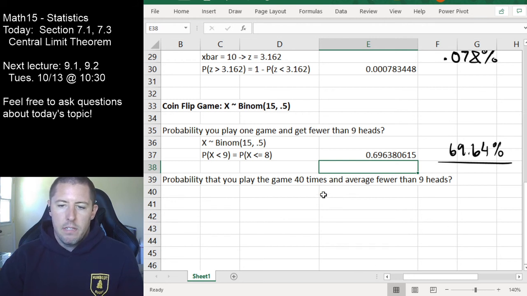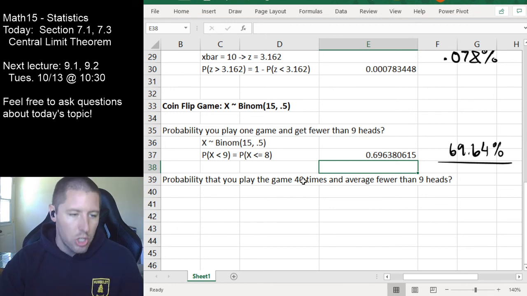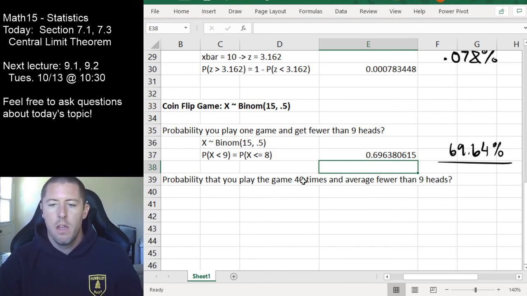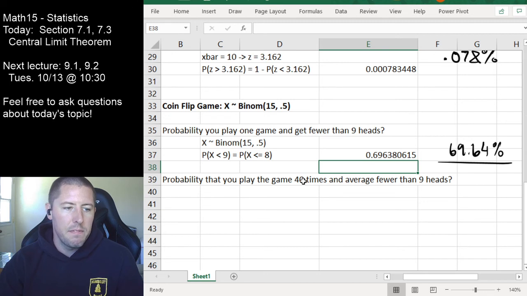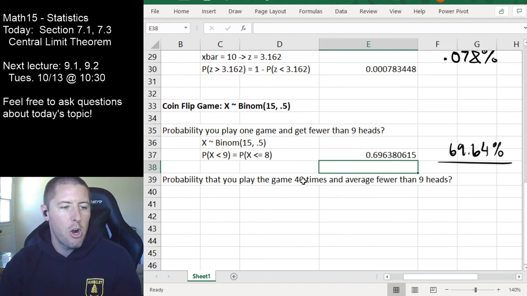But now here's the difference. Now I'm going to play the game 40 times. One play of the game is 15 flips of the coin. So this is going to be 600 total times I'm going to flip this coin. One game is 15 flips. I want to know not about how many times I won or anything like that. I want to know what my average number of heads was per game.